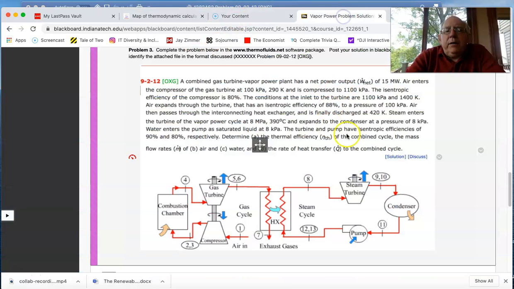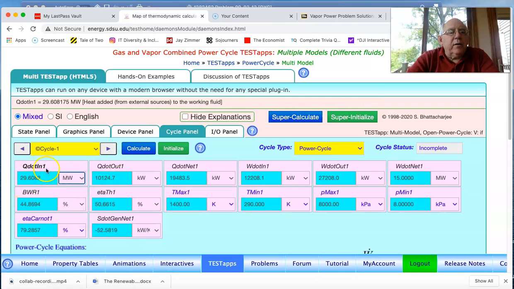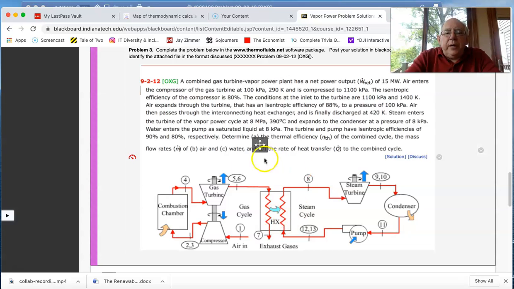And then we go back and we say, what are the mass flow rates of the air and the water, and we see that we printed those out. And what's the heat transfer to the combined cycle? Well, the heat transfer to the combined cycle would be this number right here, 29.6 megawatts. Again, that was the only place where we had to purchase heat to put into the system. We did not have to do anything here.